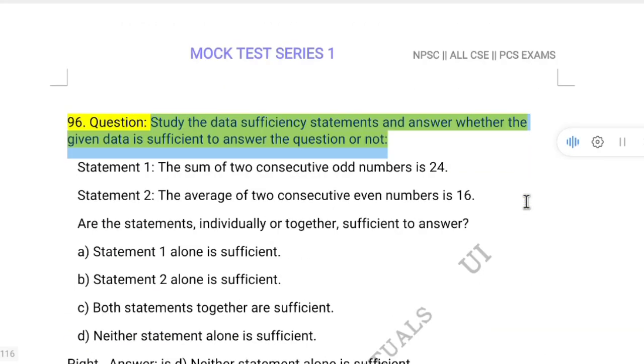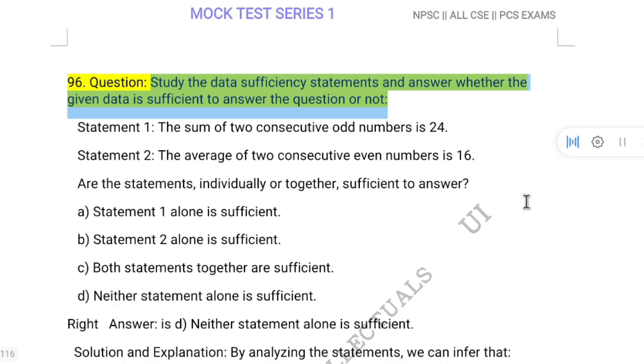96. Question. Study the data sufficiency statements and answer whether the given data is sufficient to answer the question or not.